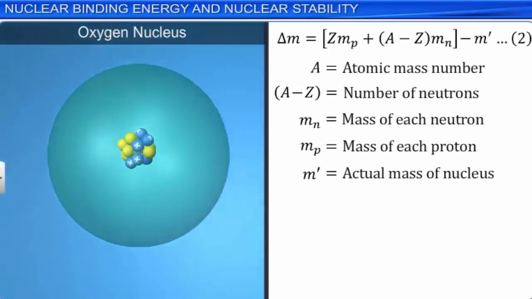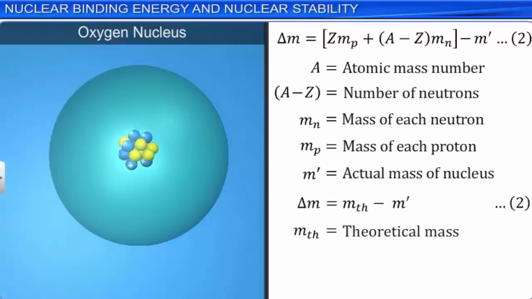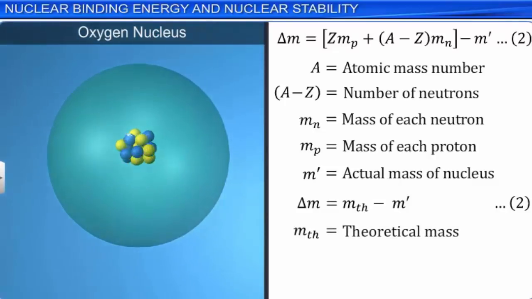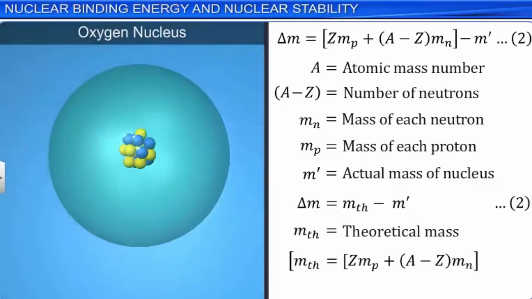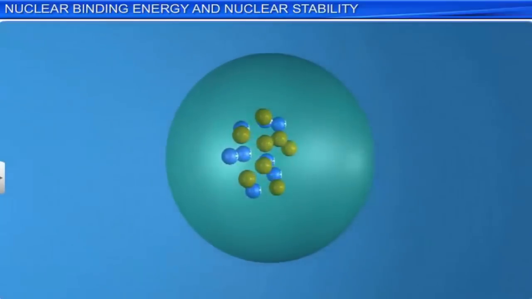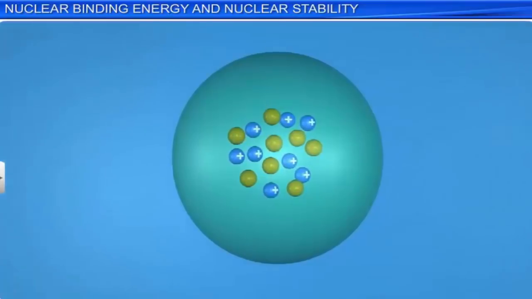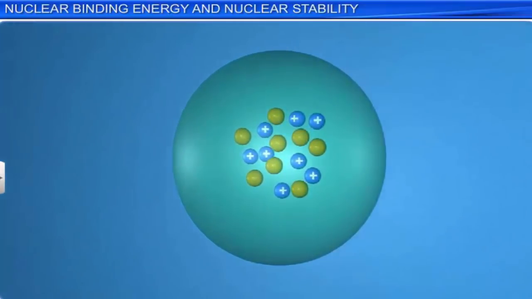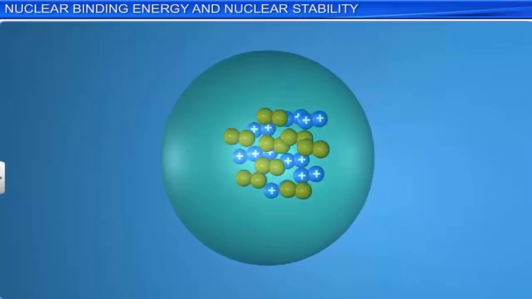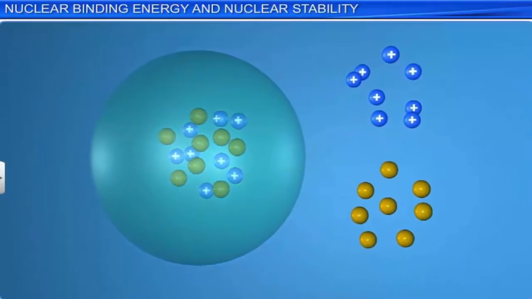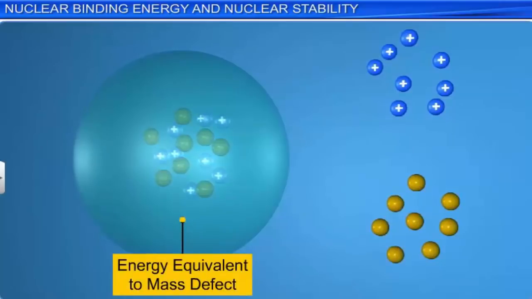Equation 2 can also be written as delta M = MTH − M dash, where MTH is the theoretical mass of the nucleus, which is equal to Z × Mp + (A − Z) × Mn. Since the mass of the nucleus is less than the sum of the masses of its constituents, there exists a mass defect. Hence, the equivalent energy of the nucleus is less than that of the sum of the equivalent energies of its constituents. If an oxygen nucleus has to be broken up into its constituent protons and neutrons, energy equivalent to the mass defect needs to be supplied.